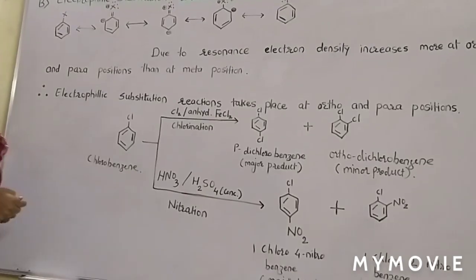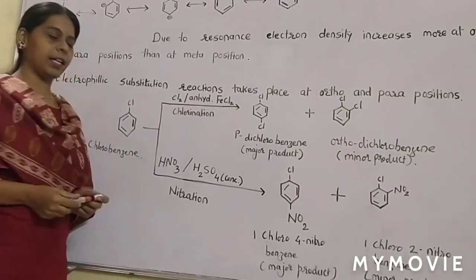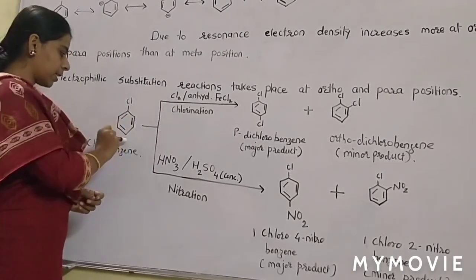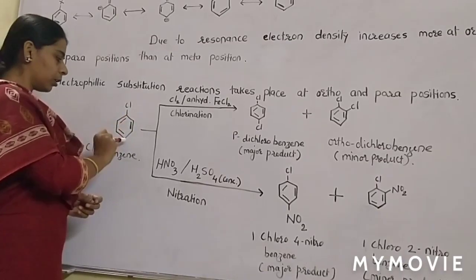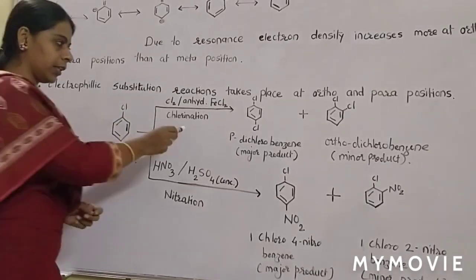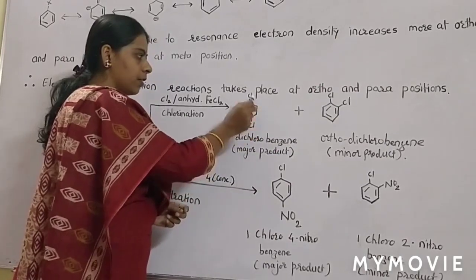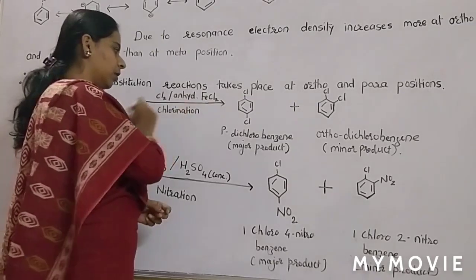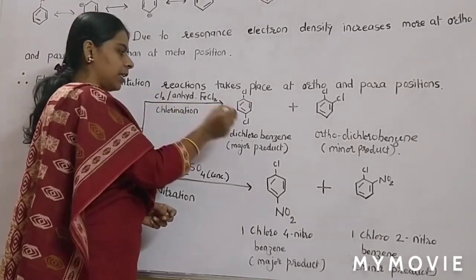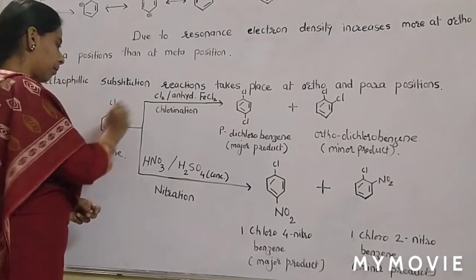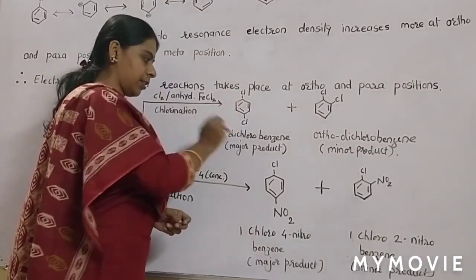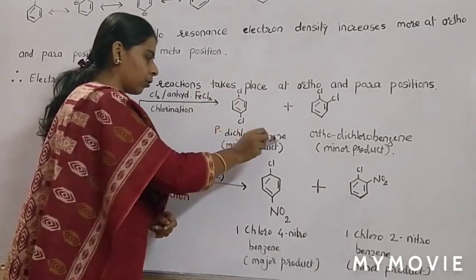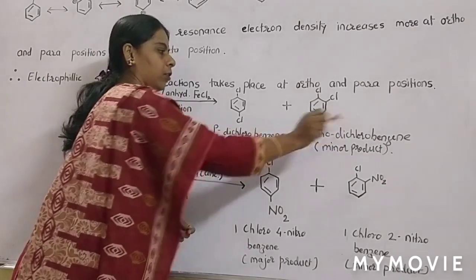Now see, chlorobenzene reacts with chlorine in the presence of anhydrous FeCl3. The chlorination reaction is carried out. Here the next chlorine is substituted at the ortho or para position. So here we are getting two products. One chlorine is already there in our reactant, and after that Cl replaces hydrogen. So again Cl will attach here in place of hydrogen. This is the compound para-dichlorobenzene and this is ortho-dichlorobenzene.